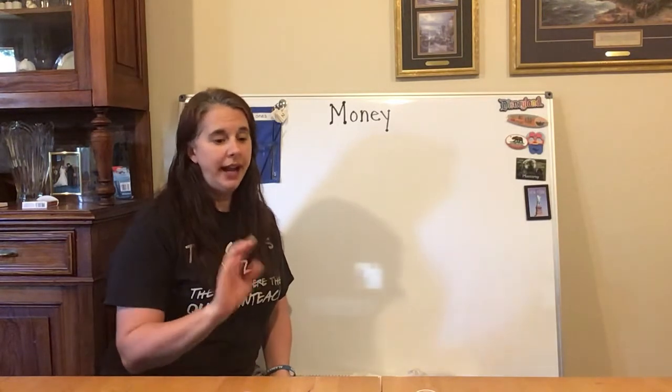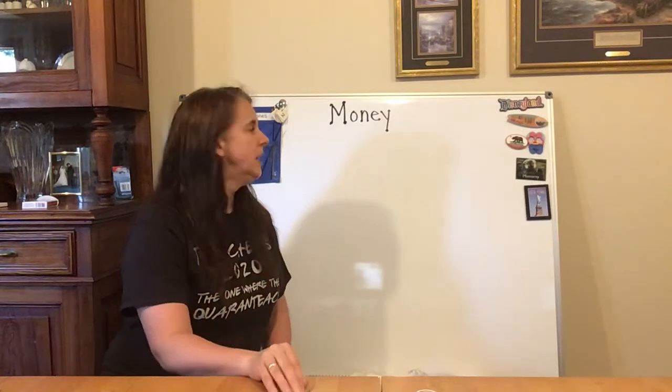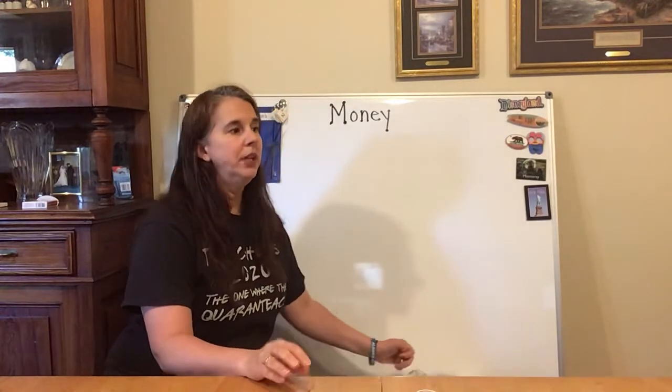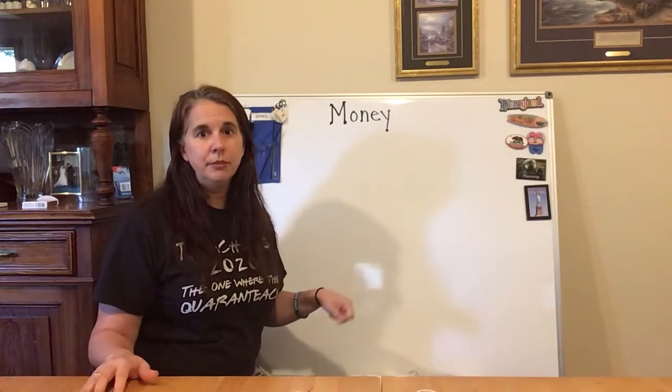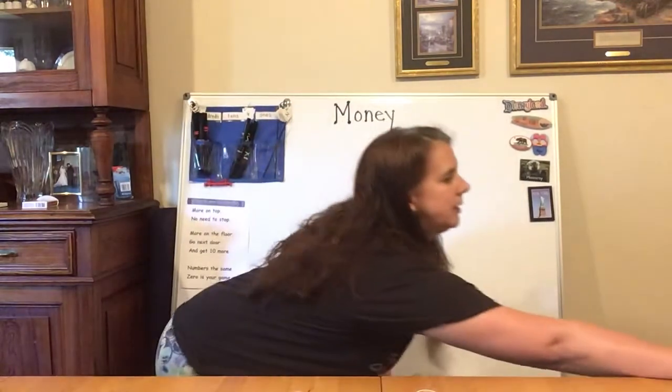So I have some money that's like magnets, so we can play with that. And so what I'll do is underneath I will put, under the quarters, Q for quarters, D for dimes, N for nickels, and P for pennies. So, I need my marker.